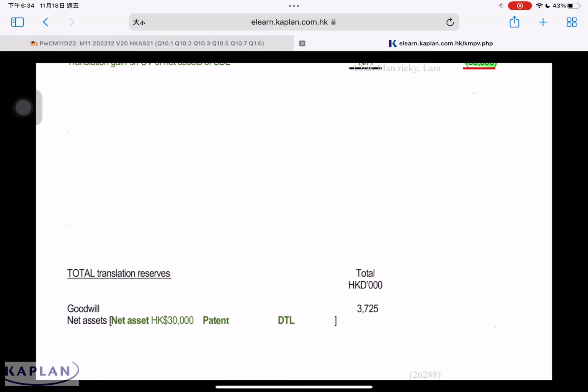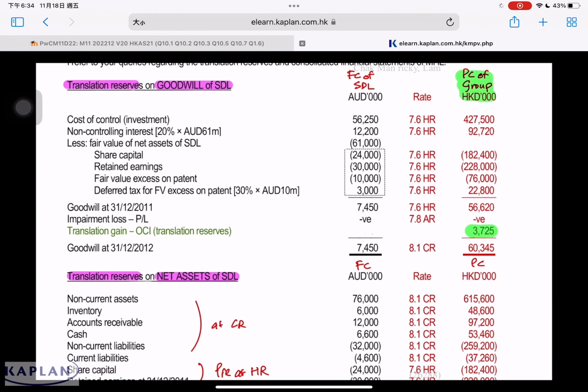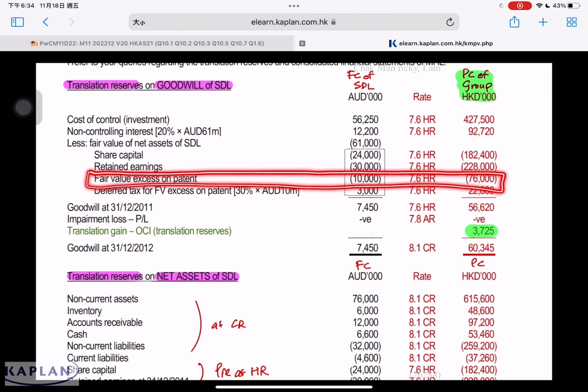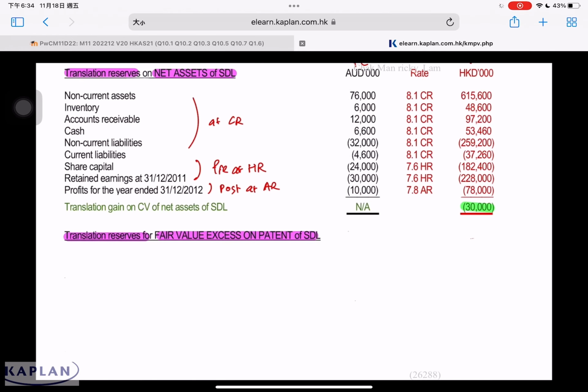And now we have to calculate the translation differences on patent and deferred tax liability. These are assets and liabilities of the subsidiary. Earlier on when we calculated goodwill, we looked at the patent. The patent initially is translated using 7.6. Take the patent down, patent assets. The patent asset must be expressed in the functional currency of the subsidiary. At the acquisition date, the patent asset equals 10 million Aussie dollars. Initially, it's translated into the presentation currency at 7.6, the historical rate, which is Hong Kong dollar 76,000.